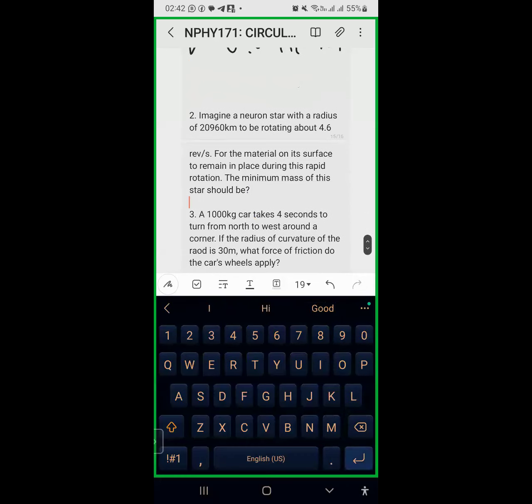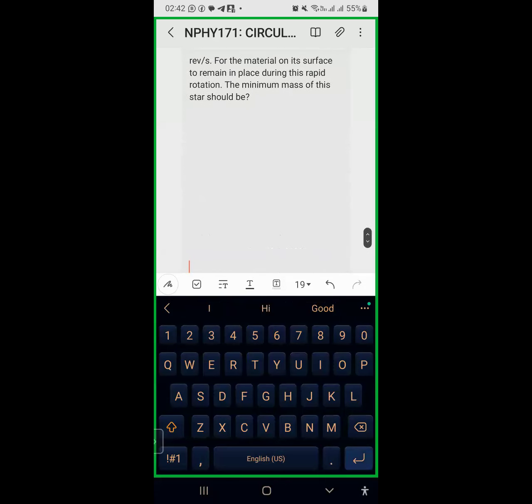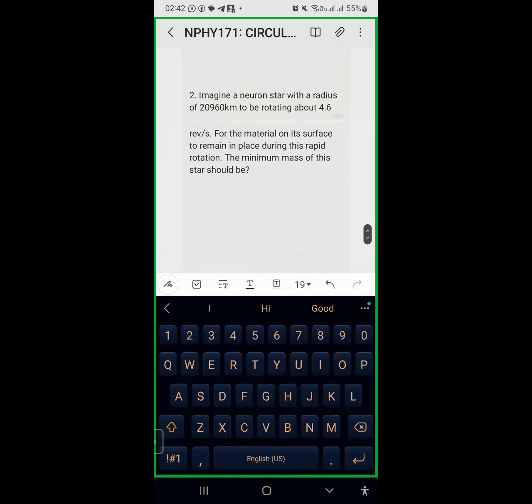The second question says, imagine a neutron star with a radius of 20,960 kilometers to be rotating about 4.6 revolutions per second. Then, for the material on its surface to remain in place during this rotation, the minimum mass of the star should be what? Okay, so here we want to apply a concept of free fall motion.